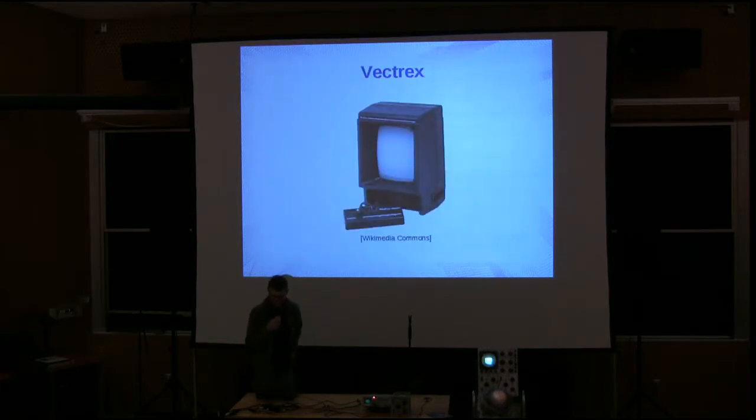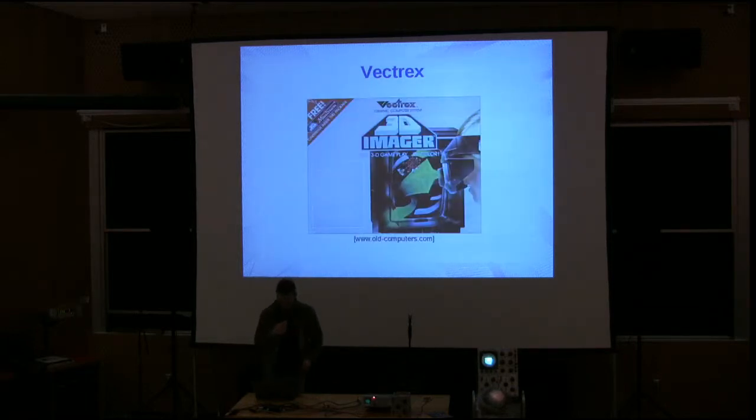And then one of the favorites is the Vectrex, which, to the best of my knowledge, is the only home console that used a vector display. And I believe it came out in 1982, and it's really cool. And one of the really cool peripherals that the Vectrex worked with was a 3D imager.